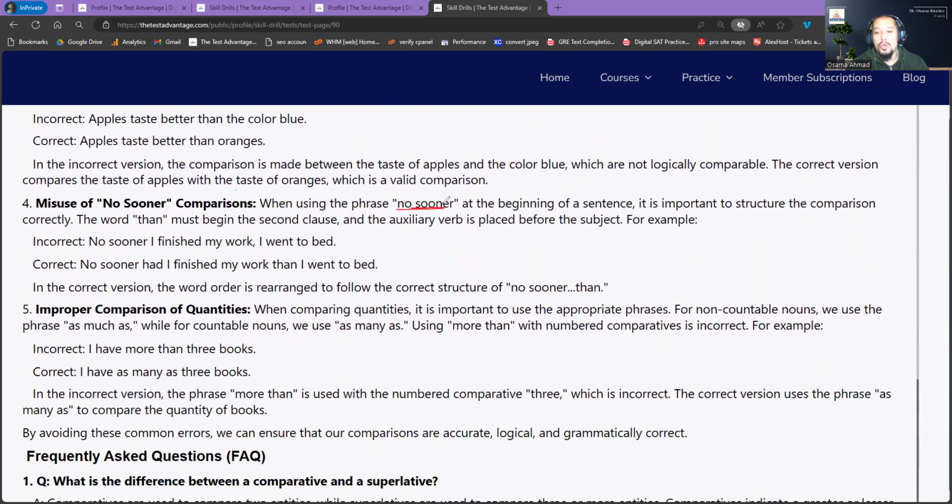When using the phrase "no sooner" at the beginning of a sentence, it's important to structure the comparison correctly. The word "than" must begin the second clause. For example, "No sooner I finished my work, I went to bed." This is something that appears on your tests. "No sooner had I finished my work, than I went to bed." So when you're dealing with "no sooner", don't forget "than". Again, this deals with comparisons.